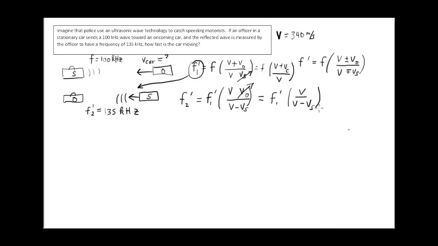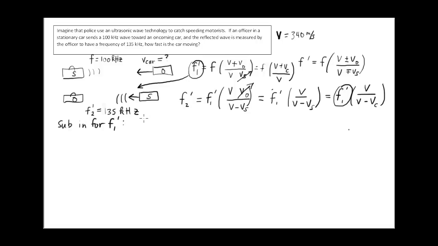Okay? But Vs is the car. So let me go ahead and make that clear. f1 prime is V over V minus V sub C. All right, what do we do now? We're going to take the f1 prime expression from the top equation right here and plug it in to the f1 prime in the bottom equation, which is now right here. So let's do that. Sub in for f1 prime.